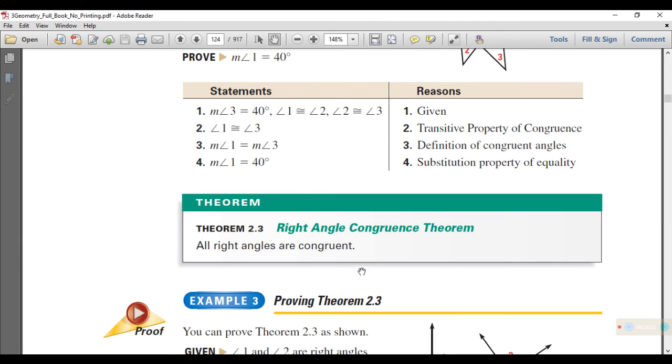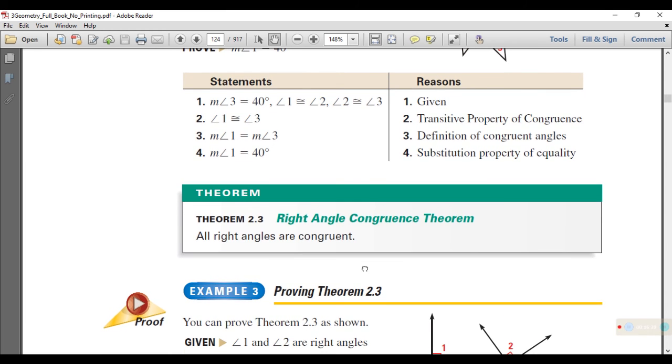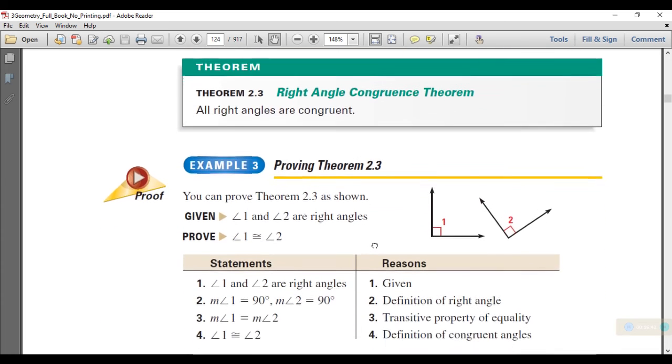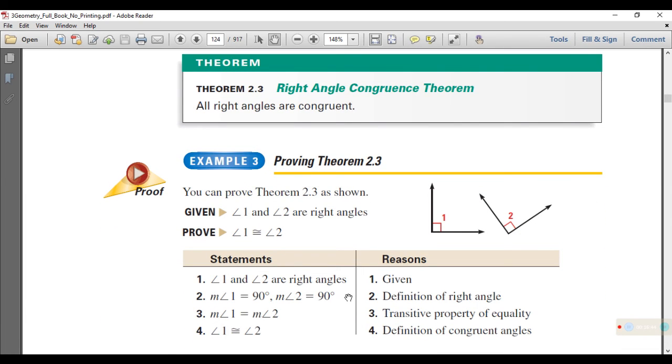So, another theorem, we have right angle congruence theorem. All right angles are congruent. Ano yung kaparehas nito? Ano yung pwede natin gamitin dun sa properties of equality natin sa algebra before? So, laging equal sa sarili niya. Okay? So, here, you can prove that Theorem 2.3 is true as shown below. So, we have two angles. We have angle 1 and angle 2 are both right angles. We have to prove that angle 1 is congruent to angle 2.